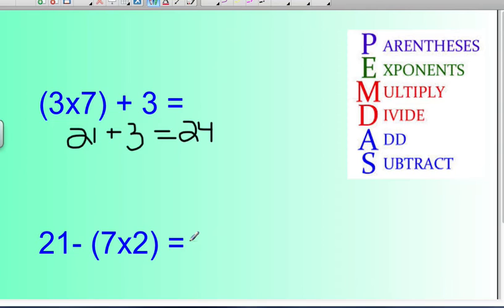All right, I'm back. So I look up here. Are there parentheses? Yes. So I'm going to put down 7 times 2 is 14. And I'm going to rewrite the problem. So it's 21 minus 14 equals 7.